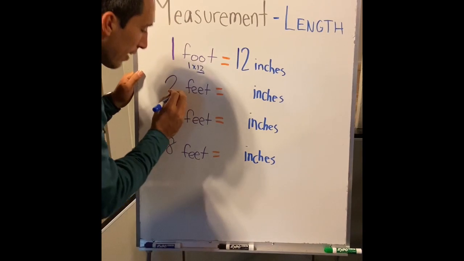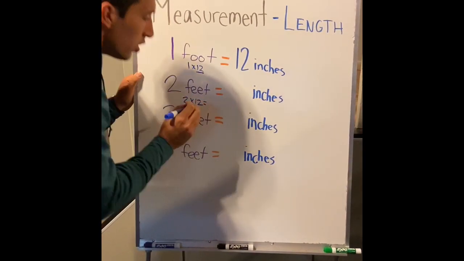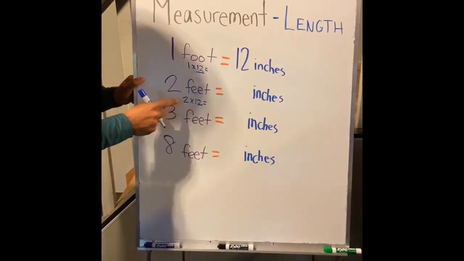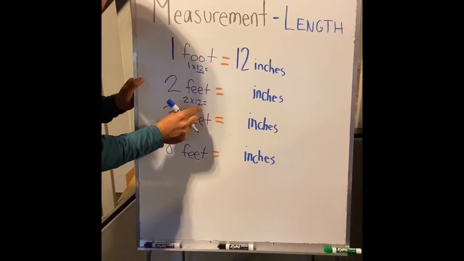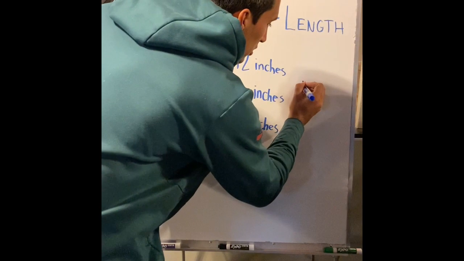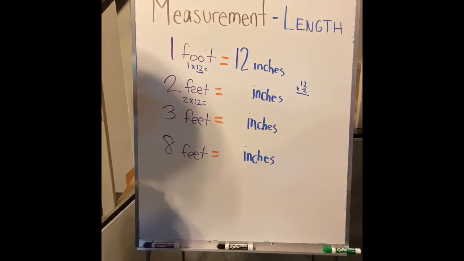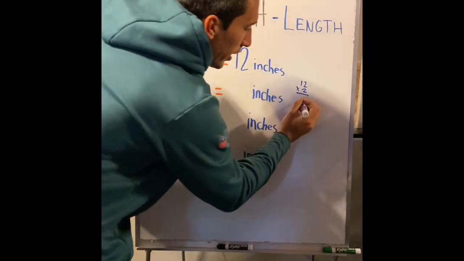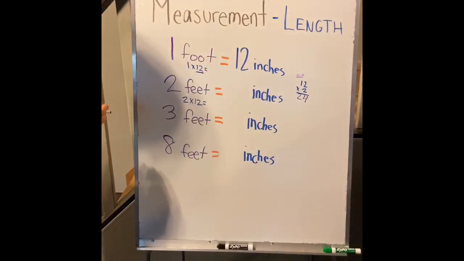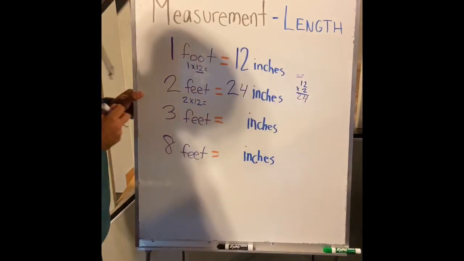So if we have 2 feet, we're going to times it by our 12 inches. 1 foot times 12 is 12 inches. If we have 2 feet, we're going to times it by 12 inches because there are 12 inches in each foot. So we would do 12 times 2. What is 12 times 2? You should have got 24. All right, 2 feet, we have 24 inches.